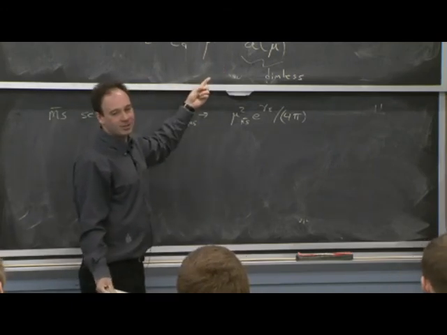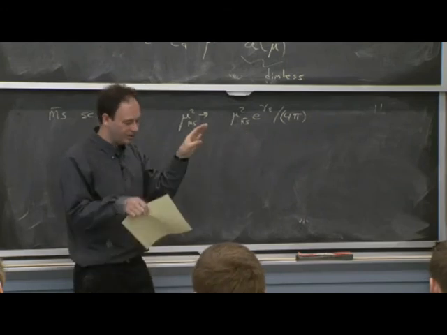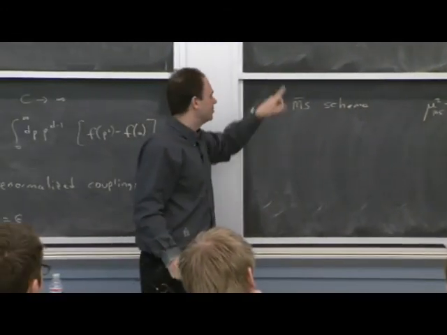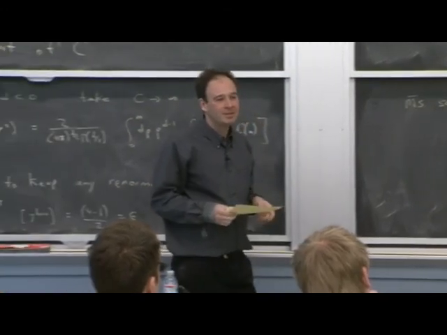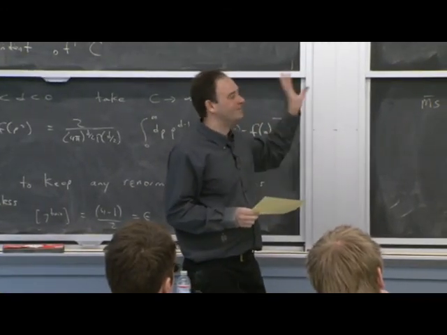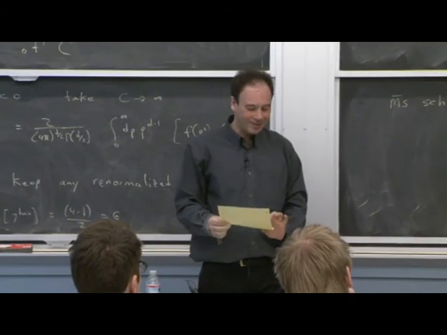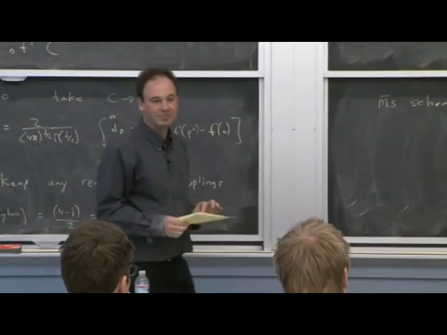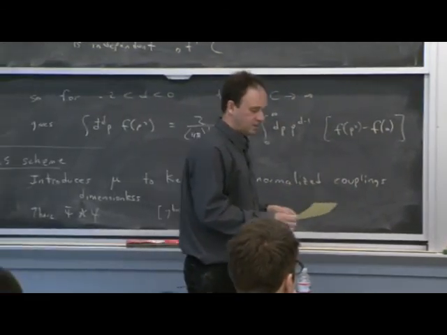Sometimes you see books do it by saying the loop measure is continued with mu to the epsilon. That's not right. This is right. If you do that, you'll get into trouble. Not always. That's why the books can get away with it. But in general, you'll get into trouble. All right, so we should stop there.